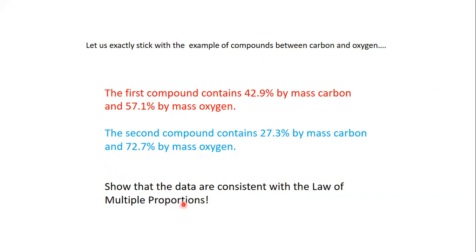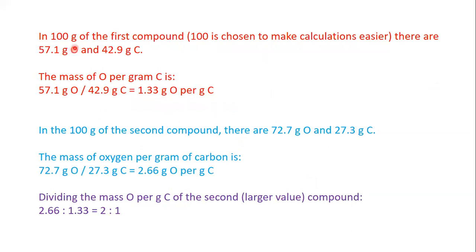You can do a fairly simple calculation in order to show this, and this calculation works the following way. When we have a 100-gram sample, then in the first compound we would have 57.1 grams of oxygen and 42.9 grams of carbon, because 57.1% of 100 grams gives 57.1 grams, and 42.9% of 100 grams is 42.9 grams of carbon. Now we have to calculate the mass of oxygen per gram of carbon, the mass of the second element per gram of the first element. In this case, this is just 57.1 grams over 42.9 grams, and that is 1.33 grams of oxygen per gram of carbon.